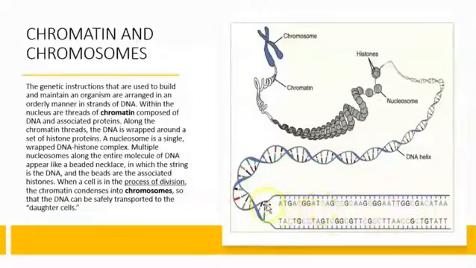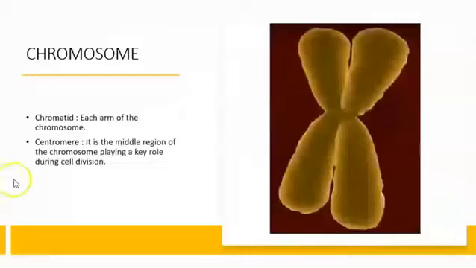So when the cell is performing the jobs that it needs to perform every single day, the genes that your dad and your mom gave you are going to be in this form, which is the chromatin. You see, it has no particular shape. It's just like spaghetti. But then when the cell is going to divide, all this chromatin is going to condense. After the condensation, it is going to give you the chromosome. Again, the characteristic of a chromosome, which is a chromatin that has been condensed, is that each arm is a chromatid. The middle is called the centromere.